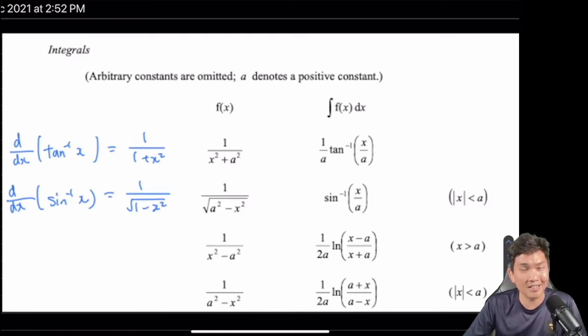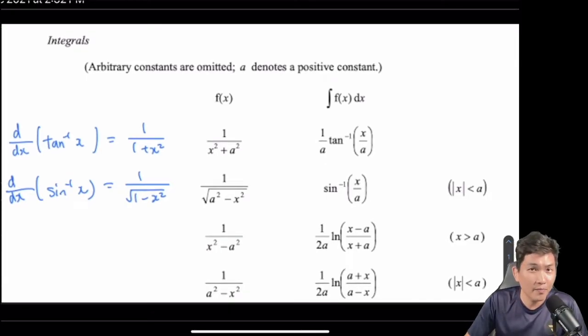One of my students asked, is there something wrong with my MF26? What propelled the student to say that was because if you look at page 4, at some standard integrals, you might notice that on the right-hand side over here, there is a pattern.